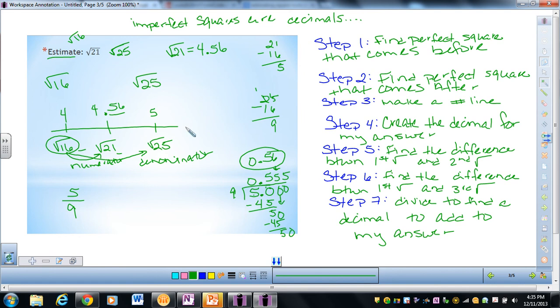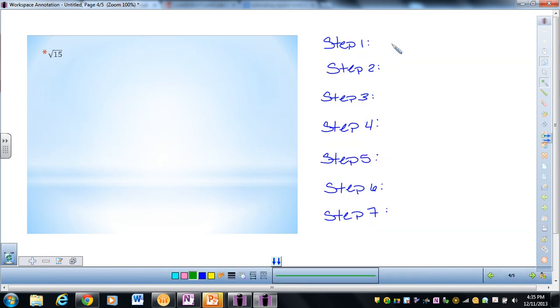Okay? Let's try another one. I'm going to let you fill in the steps here on your own. I will be checking to make sure that you filled in these steps. So I'm going to do the work for you, and you're going to fill in the steps. So the first thing I need to do is figure out what comes before and what comes after.